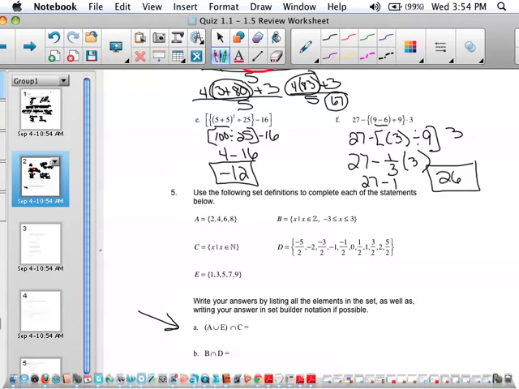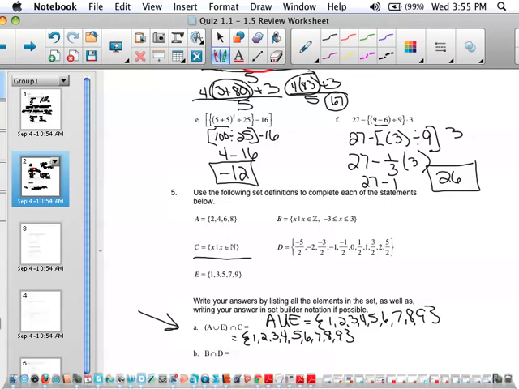So if I have A union E, that will give me the set 1, 2, 3, 4, 5, 6, 7, 8, 9. And then I'm going to take the union of that set and intersect it with C. C is the natural numbers. So it turns out that this union of A and E intersecting C is that set 1, 2, 3, 4, 5, 6, 7, 8, and 9.